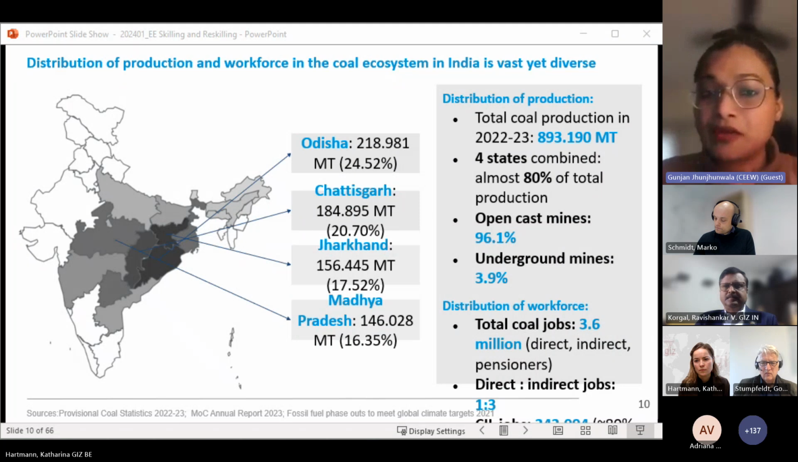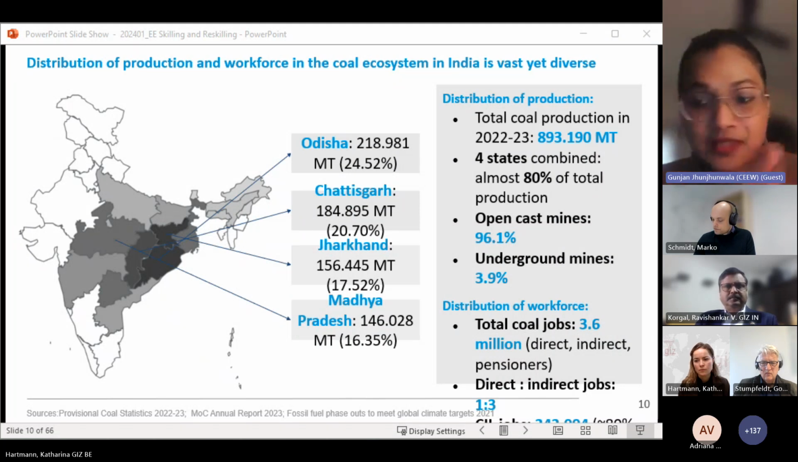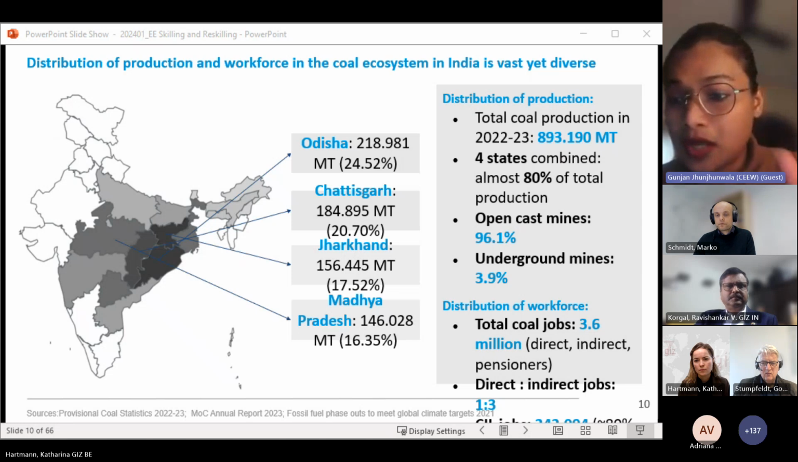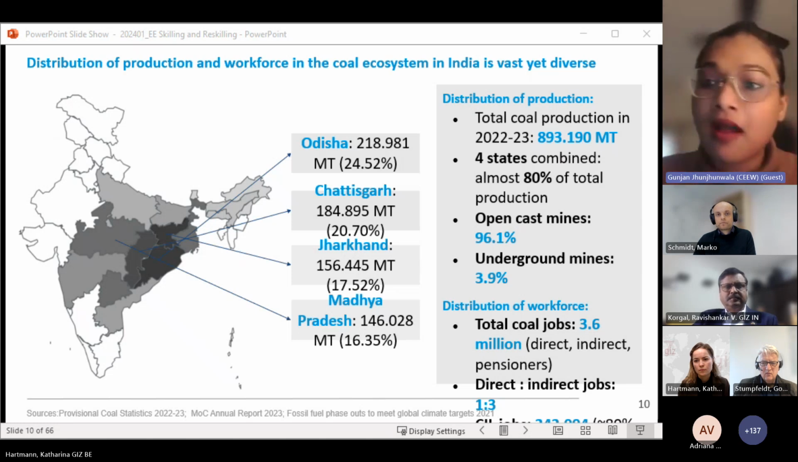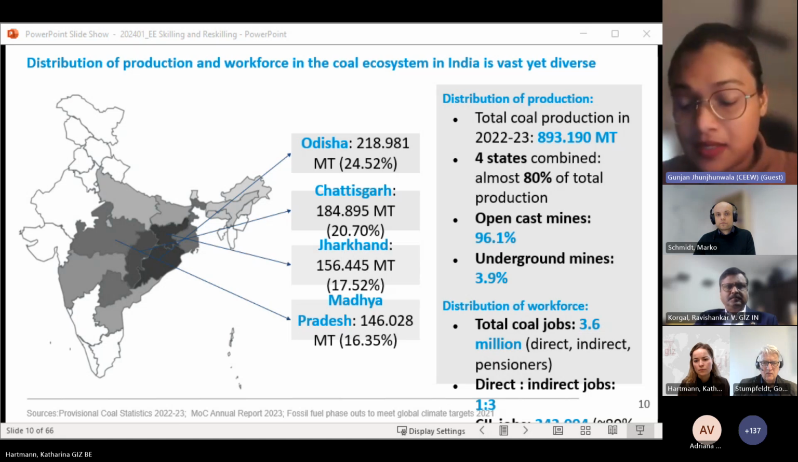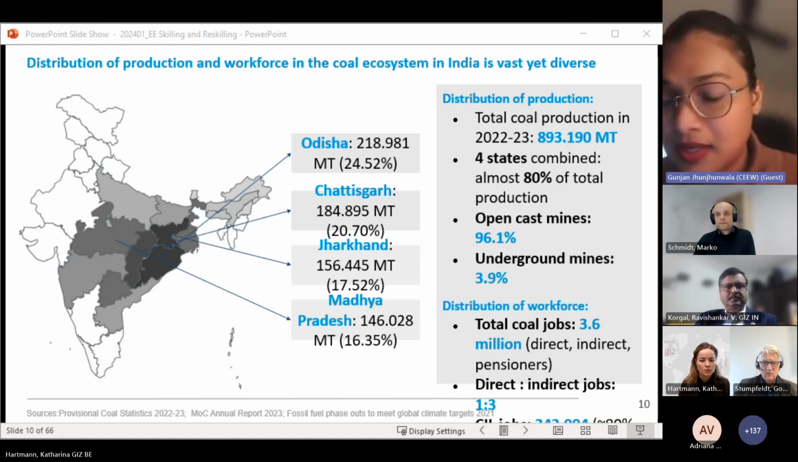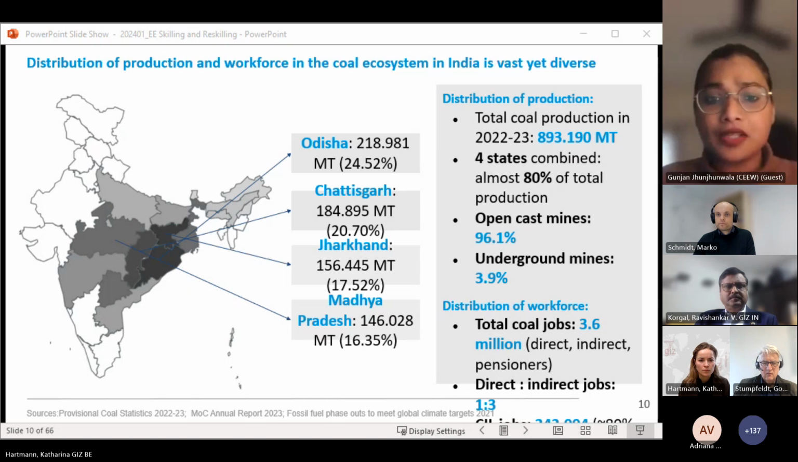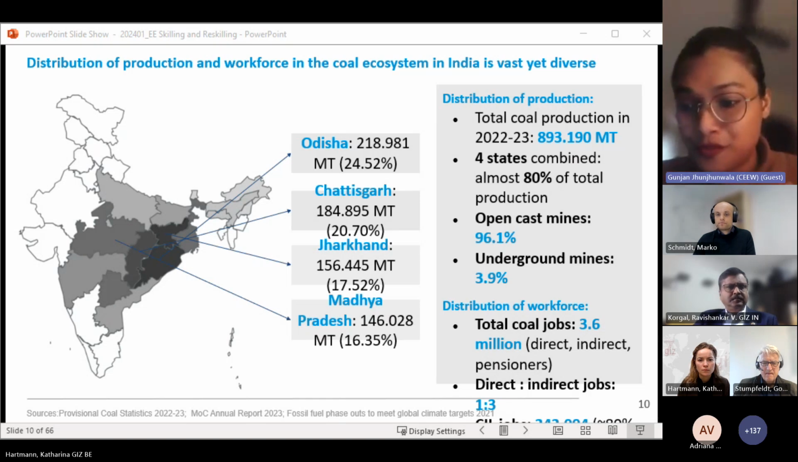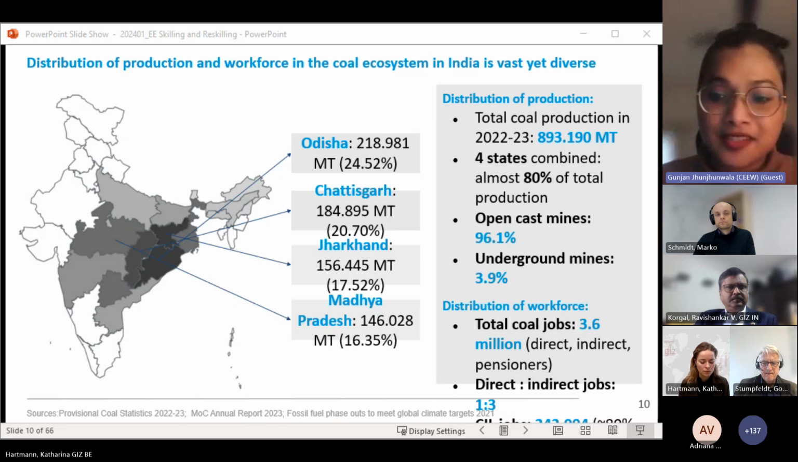So when we zoom out and we see the production, Odisha, Chhattisgarh, Jharkhand, MP, these are all states in India, it's important to see that it's not always that the highest production percentage means the highest portion of employment. The difference would be factors like mechanization in mining itself. So while Jharkhand has 17%, it hires a lot more of the workers.